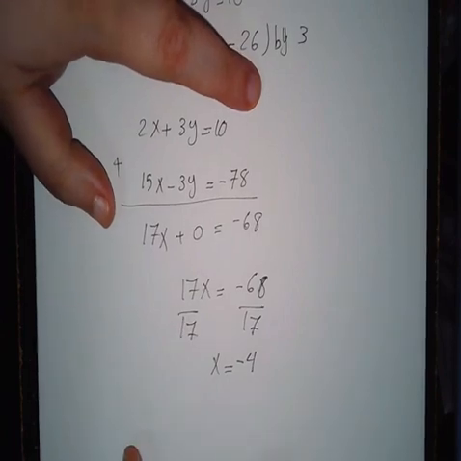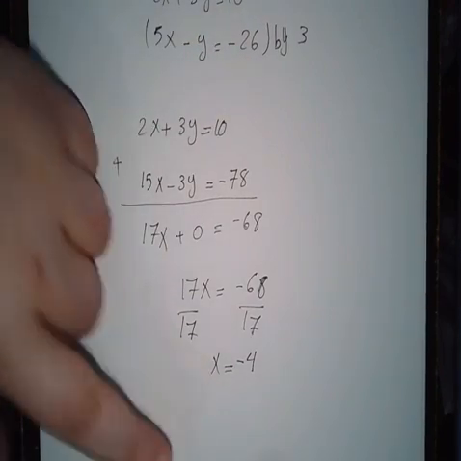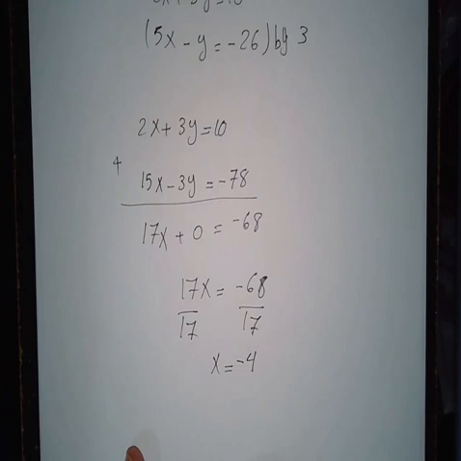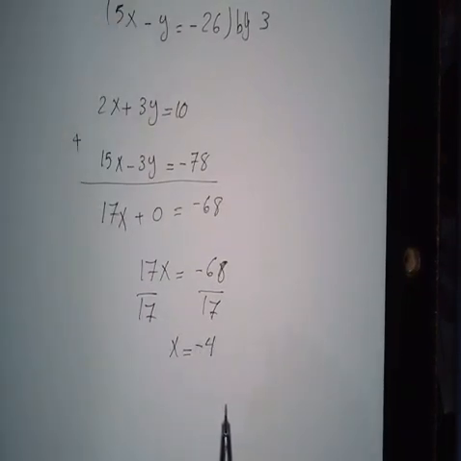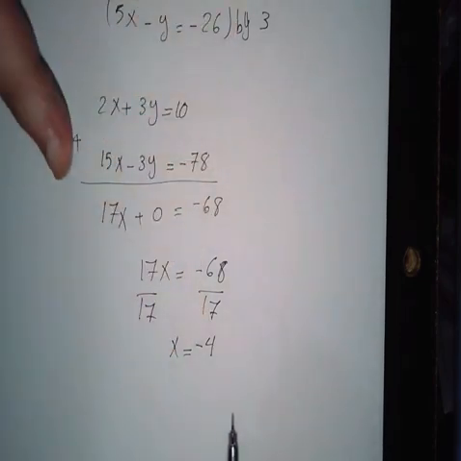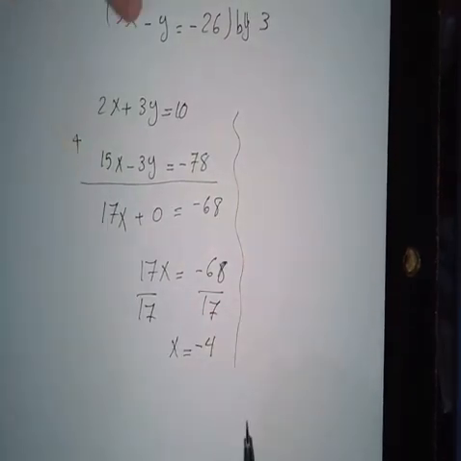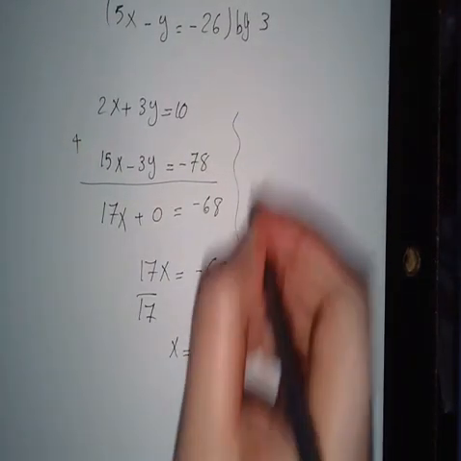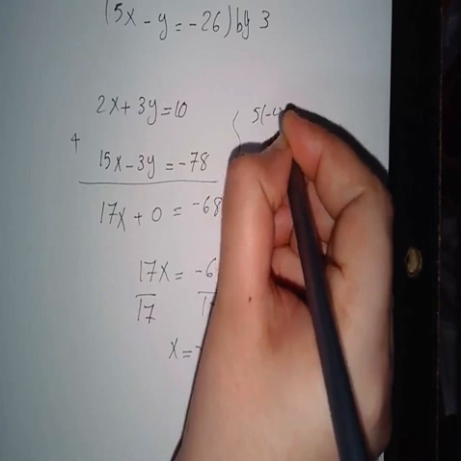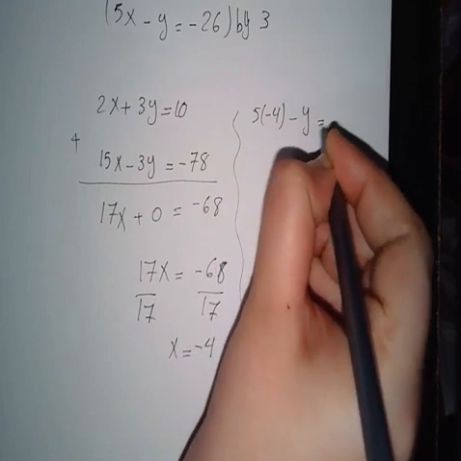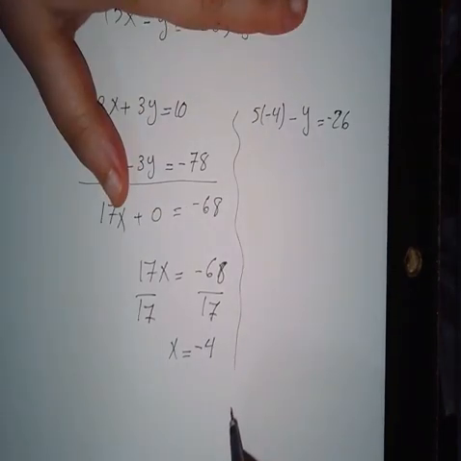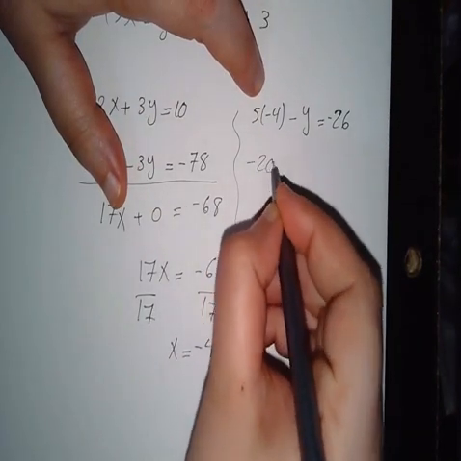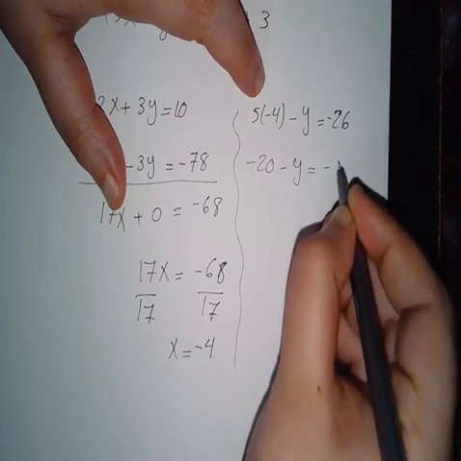So anyway, we're not done. We found x, now we need to find y. So, we have x. All you need to do is grab one of the two equations, plug x into it, and solve for y. I'm going to grab the second one because it's easier. So we have 5 times the negative 4 minus y equals negative 26. Okay? So over here we end up with negative 20 minus y, negative 26.